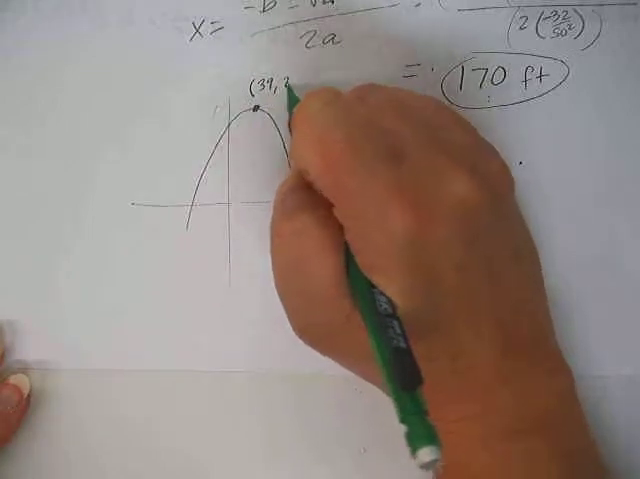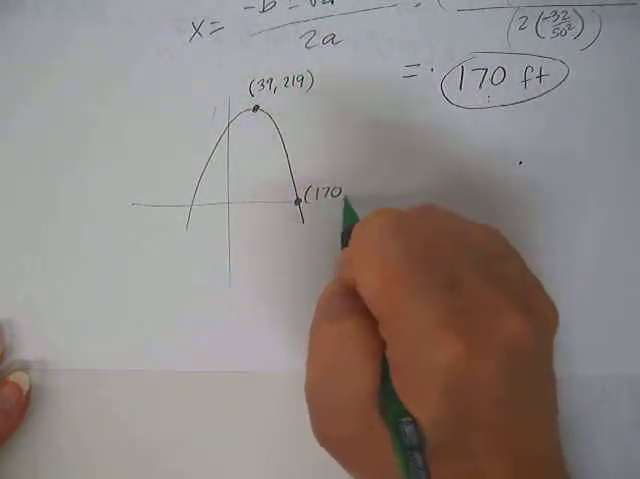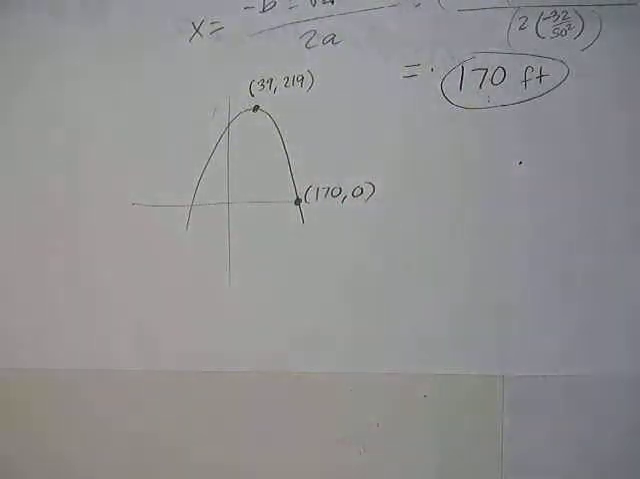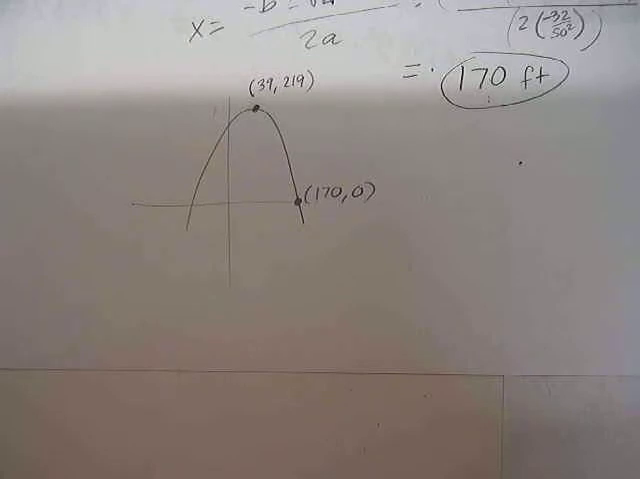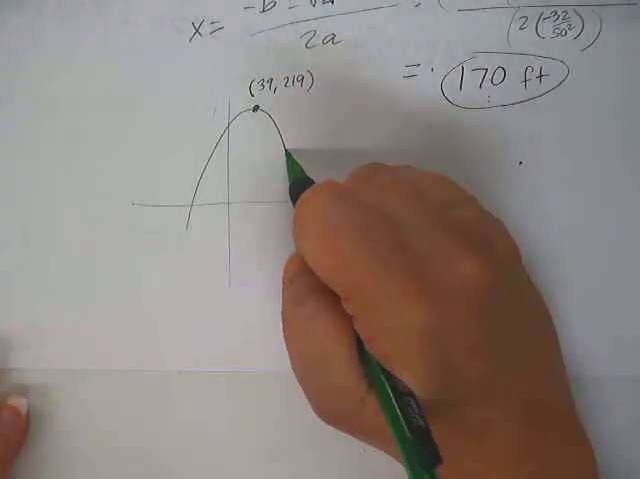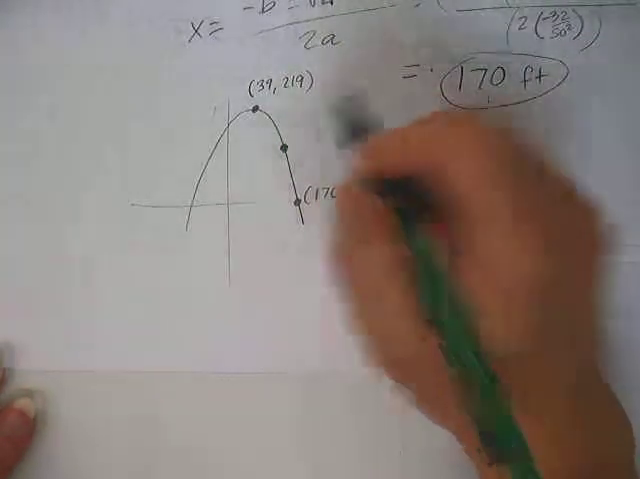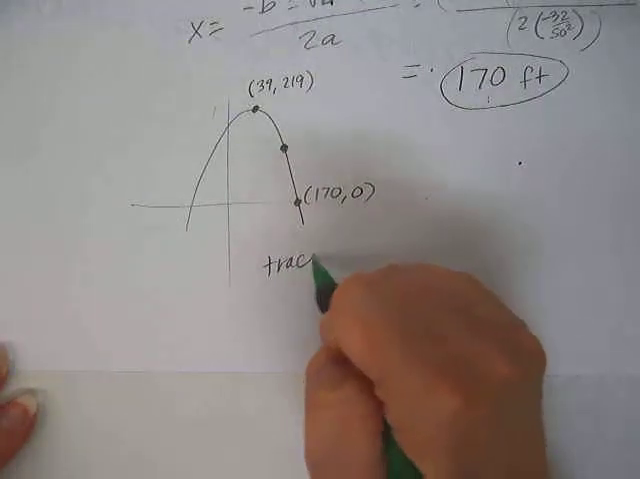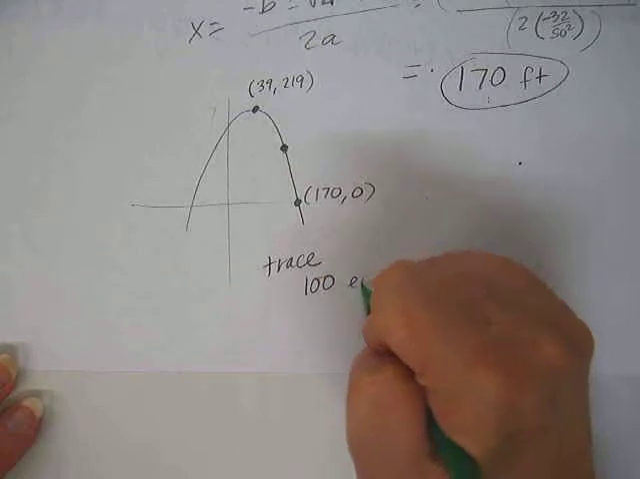So you would do your second calculate maximum and locate that point and verify that that point is at 39,219-ish, and verify that the x-intercept is at 170, right? So that's what you're doing with your calculator, just verifying those points. And then F, when the height of the projectile is 100 feet above the water, how far is it from the cliff?